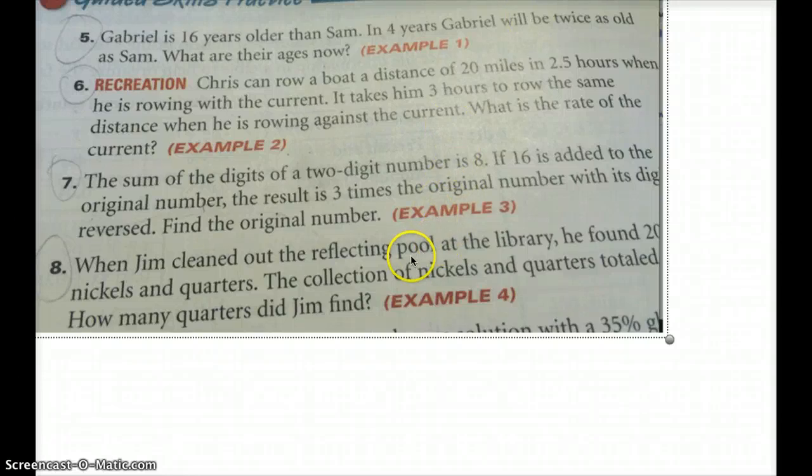Okay, so I'm going to do 5 and 6, and then you can try 7 and 8 by yourself. So 5 says Gabriel is 16 years older than Sam. In 4 years, Gabriel will be twice as old as Sam. What are their ages now?